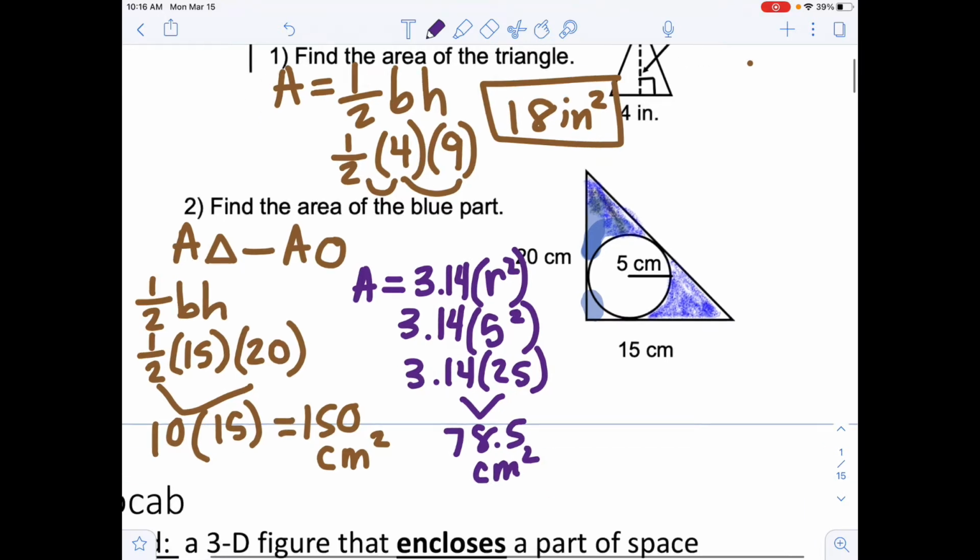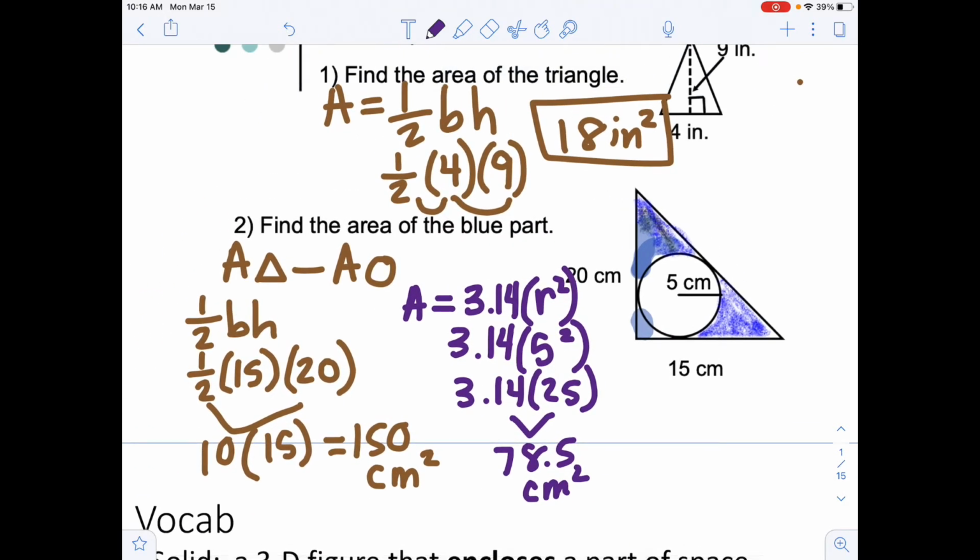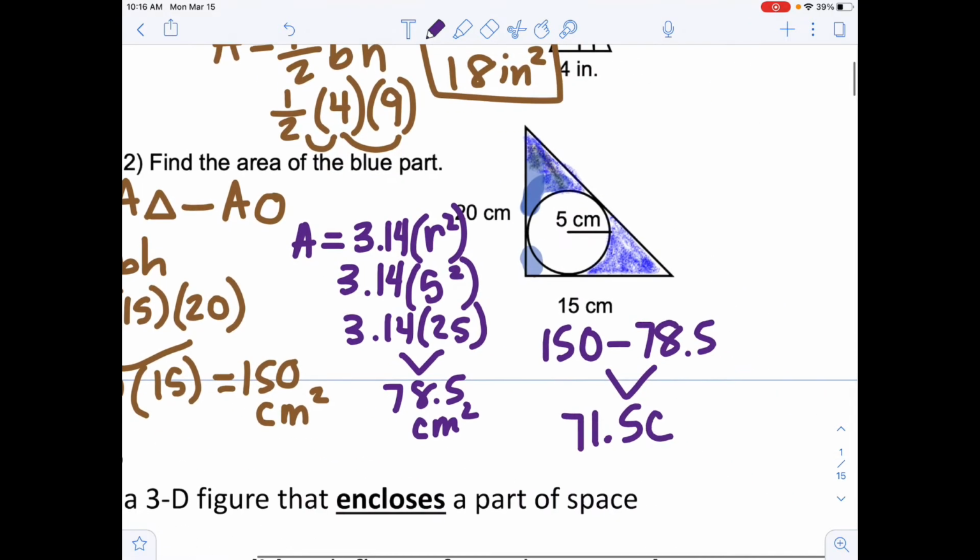78.5 centimeters squared. So now I'm going to take the area of my triangle, which is 150, minus the area of my circle, 78.5, and that's going to give me the shaded region, so 71.5 centimeters squared.